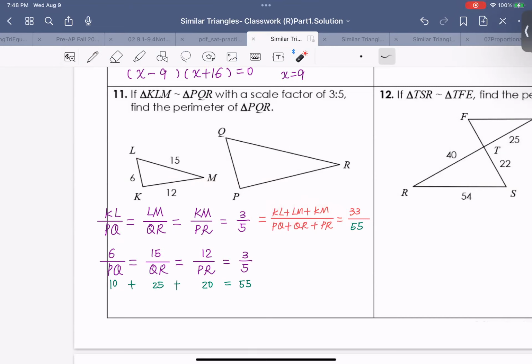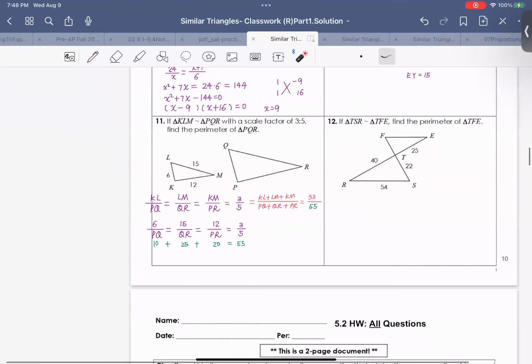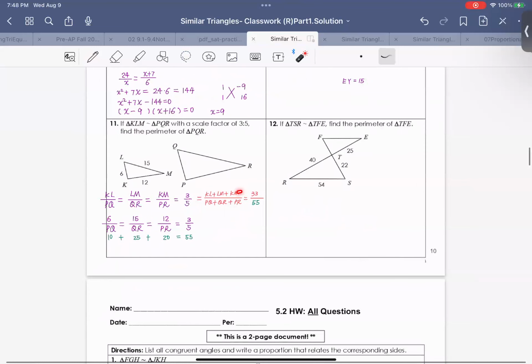Yes. If two triangles, let me say this one more time. If two triangles are similar, the side ratios are correspondingly equal. The perimeter ratio is also equal to the same scale factor. Okay? And then you have this. And you might feel curious. What's the reason you can write down this? Why can you add them? How do you know this is true?